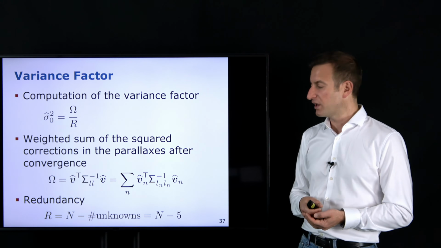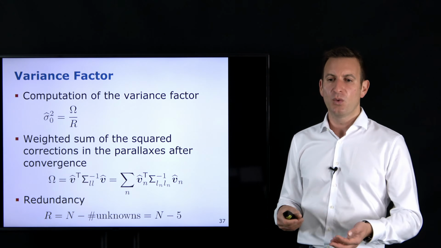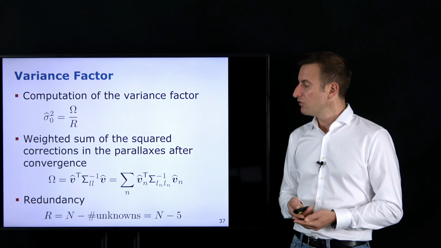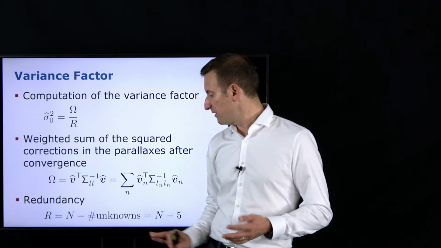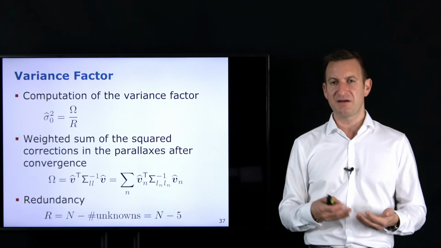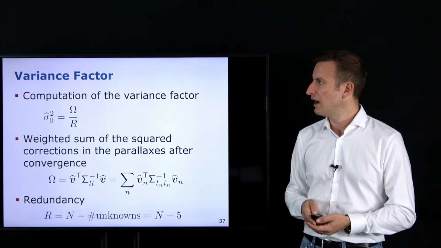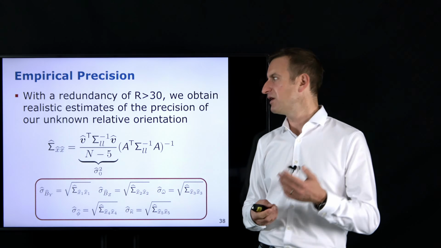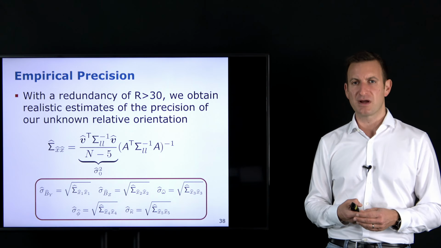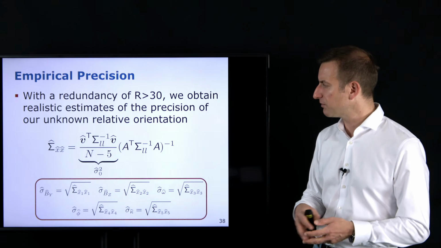And as a rule of thumb, we can say if R is larger than 30 approximately, we get reasonable results for the uncertainties. So if we have, let's say, 35 corresponding points, we subtract from this my 5 unknowns. So I have 30 as my redundancy. From this point on, I can expect to have realistic estimates of the empirical precision for my parameters. So I need approximately 35 corresponding points in order to get reasonable results.